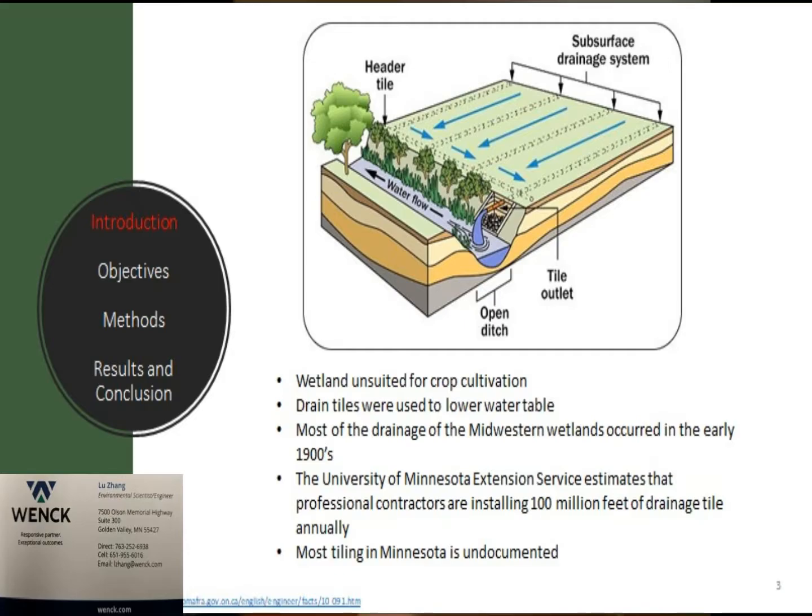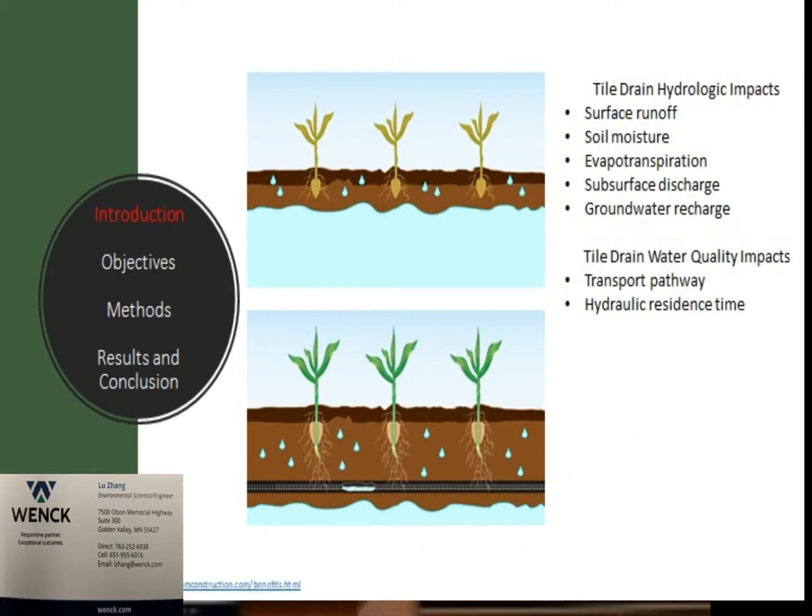The University Extension Service estimates that contractors are installing about 100 million feet of drain tiles annually, and a lot of them are not documented. So it's almost impossible for us to find a map of tiles in the landscape.